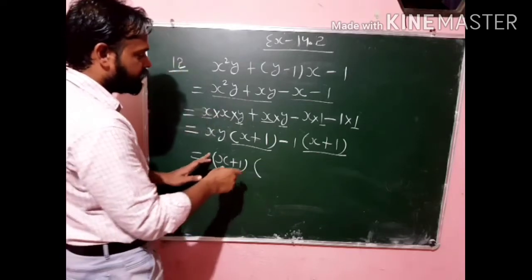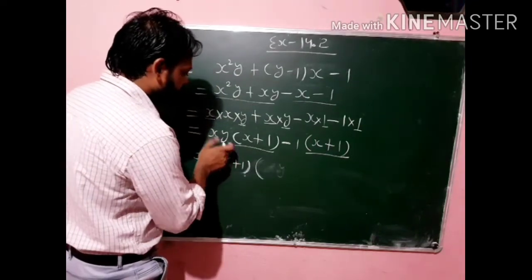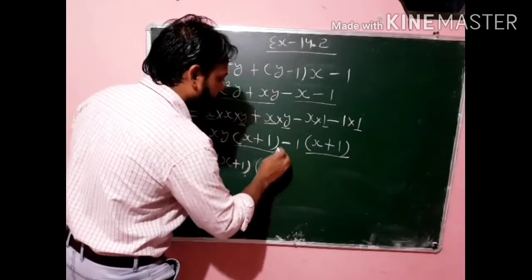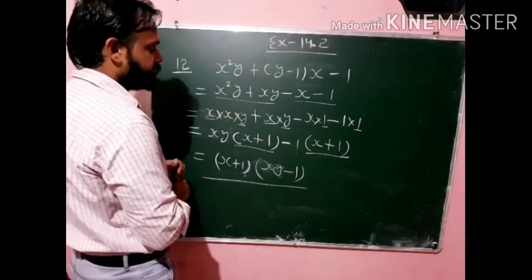And now you can see how many terms are left inside the bracket. x plus 1 is common here. How many terms are left? This xy, and also then the minus sign as it is, then this 1. So okay, now you can see this is the answer.